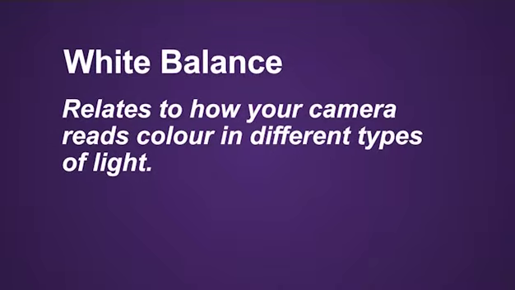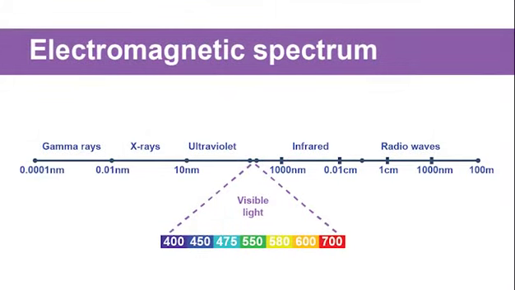White balance relates to how your camera reads colour in different types of light. Light waves are part of the electromagnetic spectrum. Our eyes can only see a limited part of this spectrum.